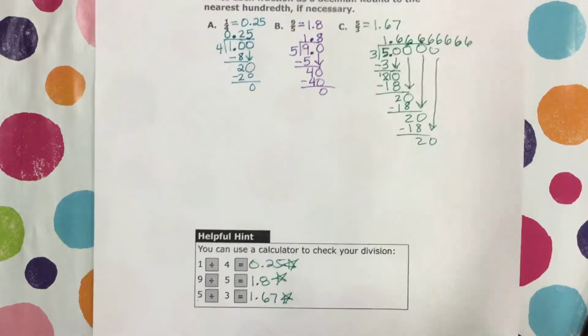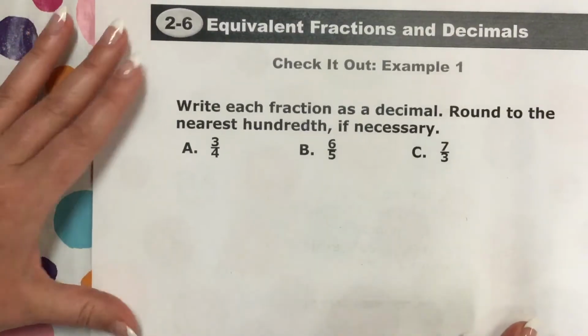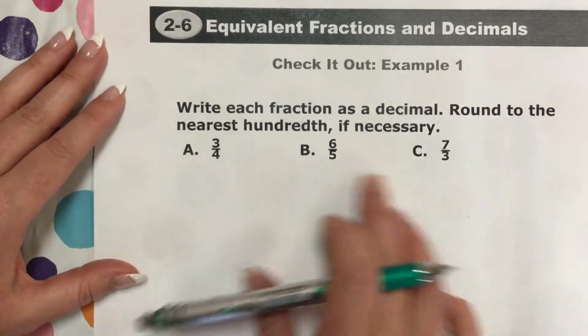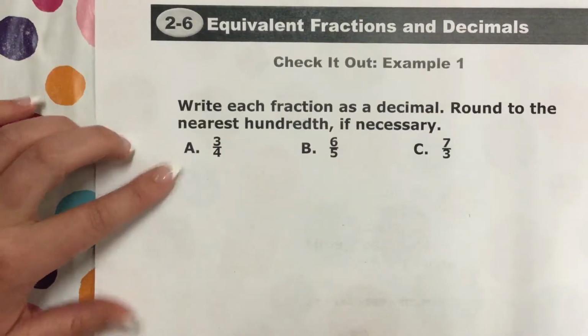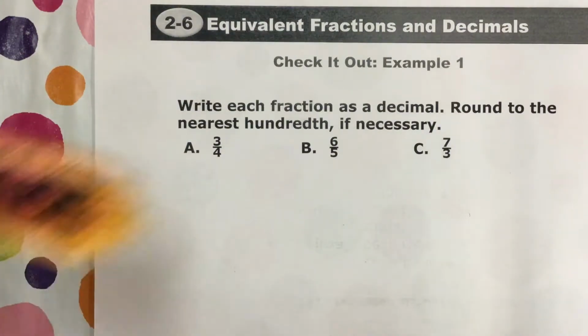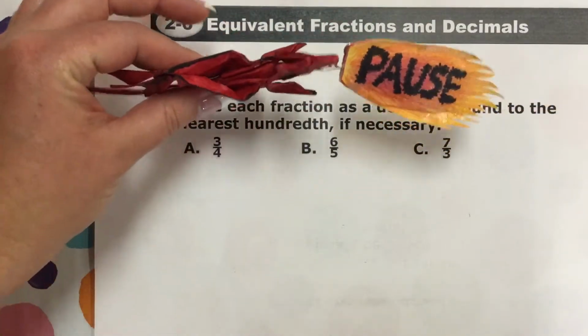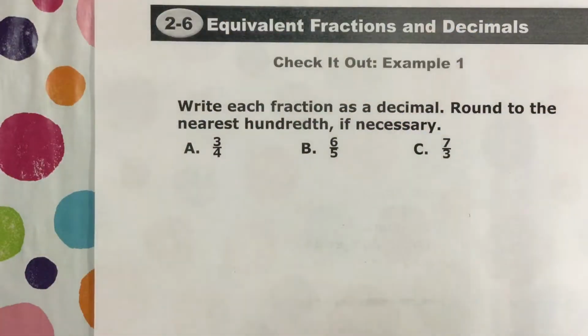So now it is your turn to check it out on example 1. You have a couple problems right here: 3/4, 6 over 5, and 7/3. I want you to use your long division and find the decimal equivalent, and we will figure it out. So go ahead and pause. There's our little friend, the pause dragon. Remember, it's to pause. And when you get done, press play, and we'll see how you did.